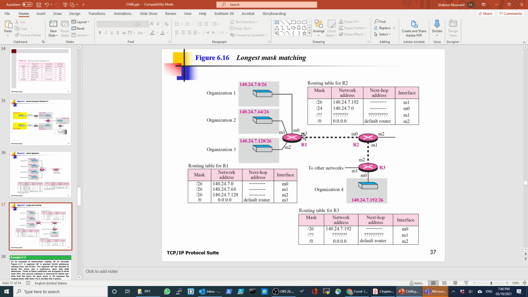It will be applied first. All right, so this is the table for R1. How many connections do we have? 26. This one, and then we have this one, and we have this one. All of them slash 26, and router 2 will have the 26. Okay, so first it will try this, and then we aggregate all of these three into a 24, and so on and so forth.